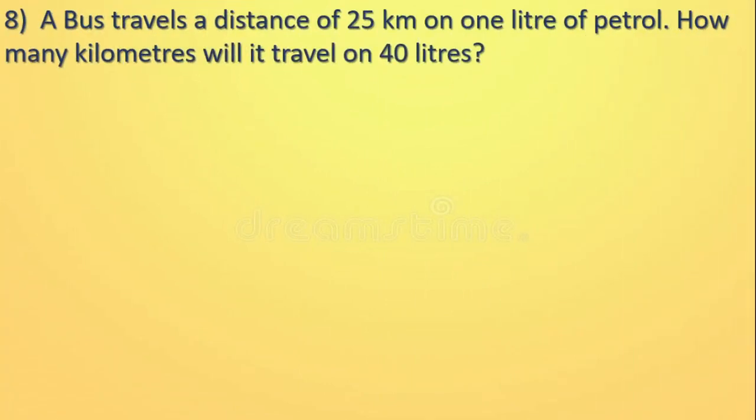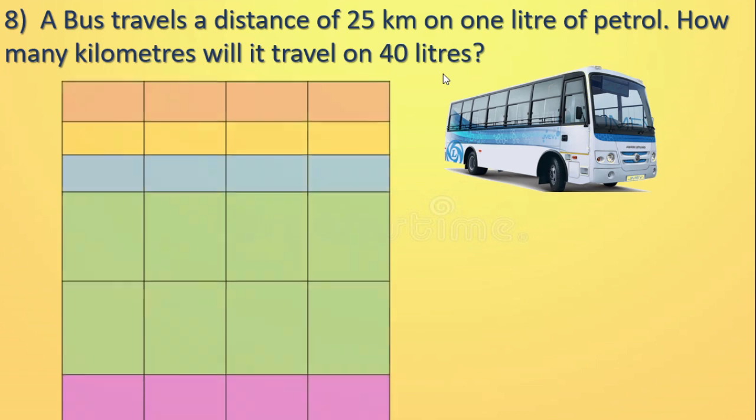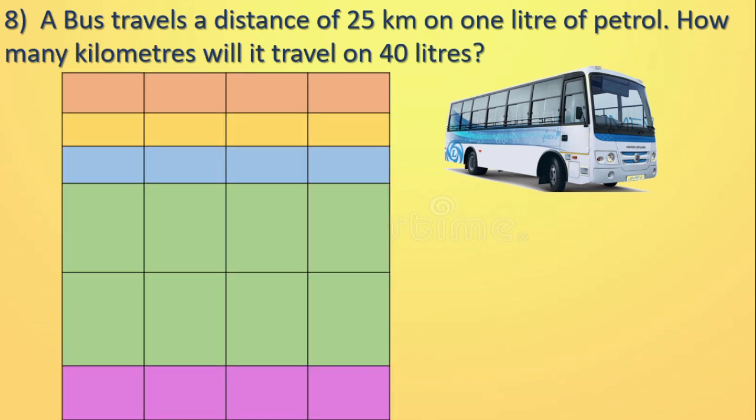One more sum. A bus travels a distance of 25 km on 1 liter of petrol. How many kilometers will it travel on 40 liters? Yes, in 1 liter it will travel 25 km. Now the bus is filled with 40 liters of petrol. Then how much will it travel? Okay, you will see here. Yes, you know that this is also a multiplication sum. Here we are going to multiply 25 by 40.